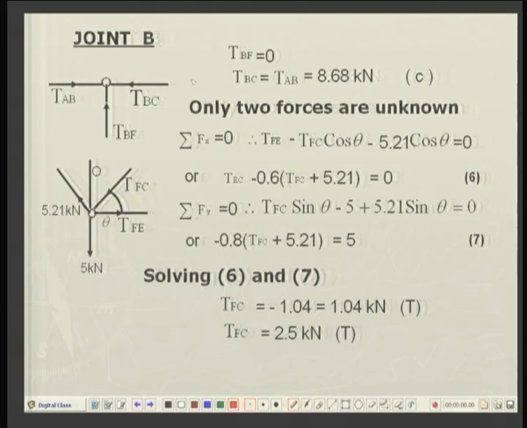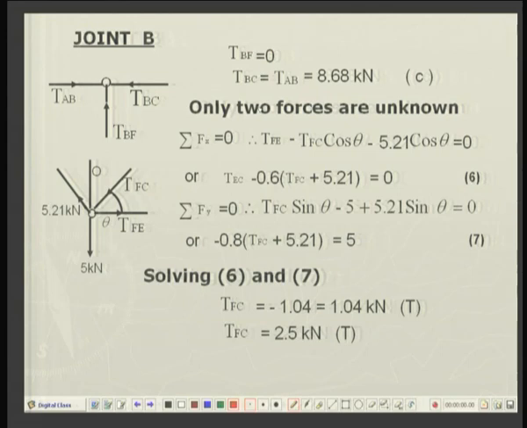So, TBF is 0, and in the horizontal direction TAB is already known, and it means TBC will be equal and opposite to AB. Force in BC will be equal to that in AB. So, it will be 8.68 kilonewton. So, again it will be a compressive force. TBC will be towards the joint. So, it means it is a compressive force.